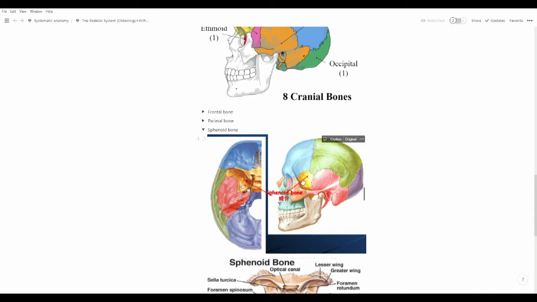If you need to look at the skull from the side or from the front or from down or from wherever, you need to locate the sphenoid bone.